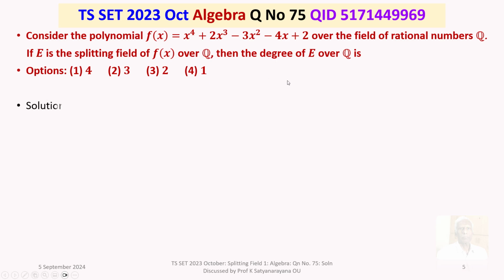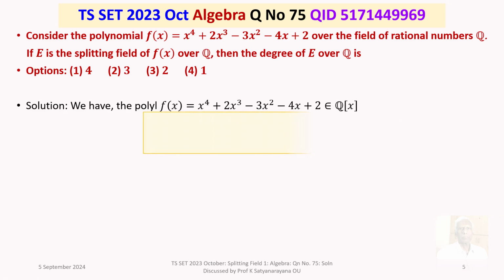We now discuss the solution of the problem in detail. We are given the polynomial f of x is equal to x to the power of 4 plus 2x cubed minus 3x squared minus 4x plus 2 belonging to the polynomial ring over Q, that is Q[x]. What is to be found? So we have to first of all find the splitting field E of f(x) over Q.